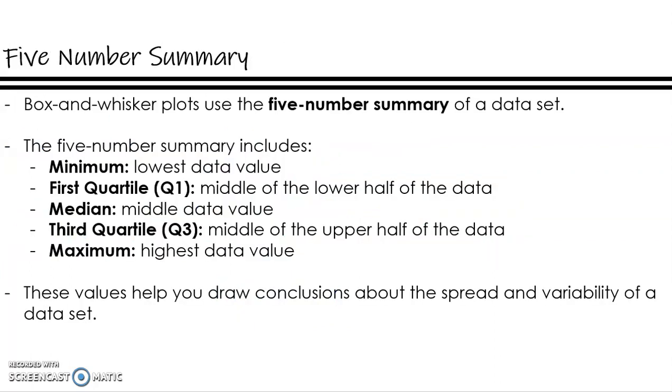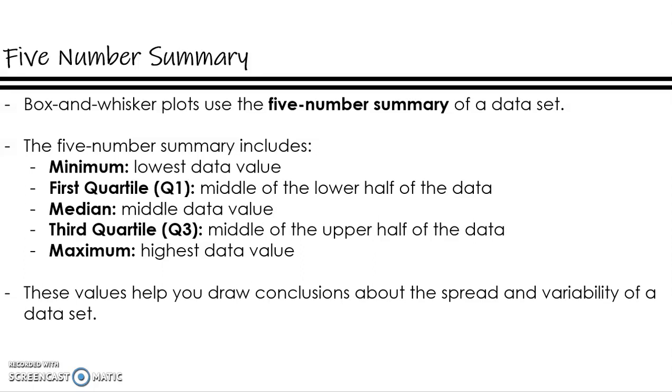So 5-number summary is just like it sounds. There are 5 pieces of information that you're going to gather to summarize your data. And if you are going to take notes, this is definitely something that you want to write down because you will have to be able to make this list. Okay, so you need to memorize.